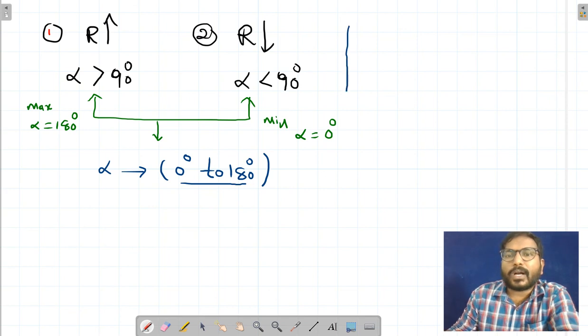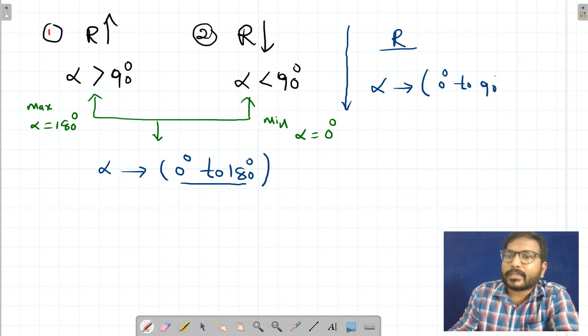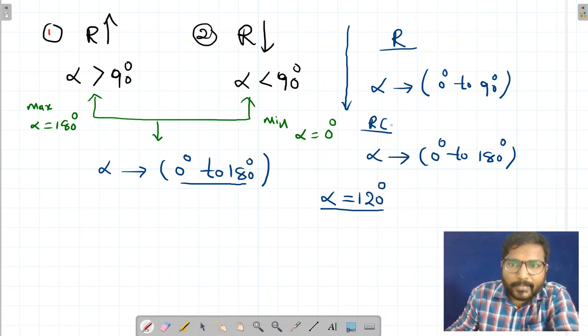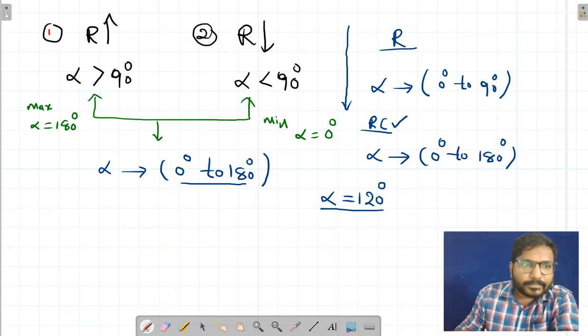As compared to R triggering, where we can turn on the SCR from 0 to 90 degree only, in the RC circuit we can turn on the SCR from 0 to 180. What was our first question? If I want to turn on the SCR at 120 degree, which method is suitable? RC is suitable.